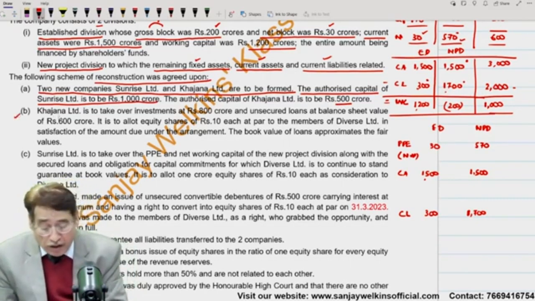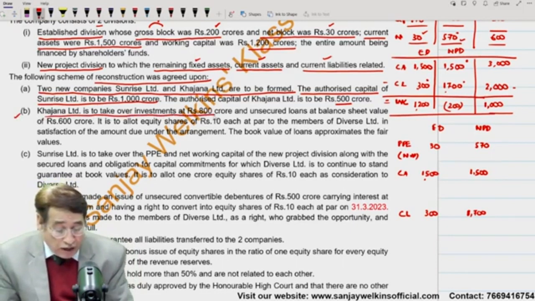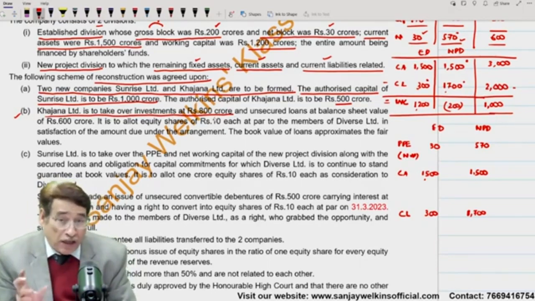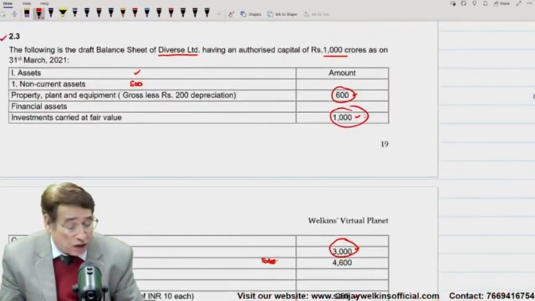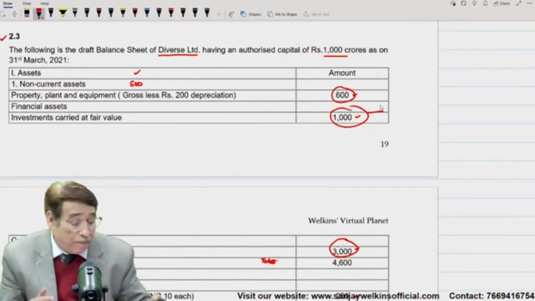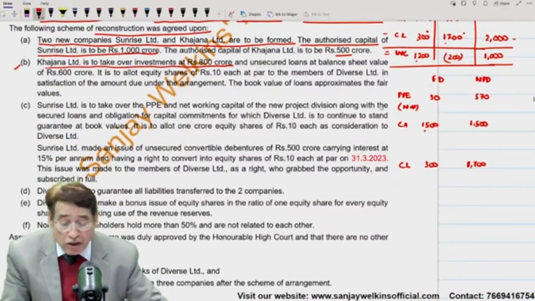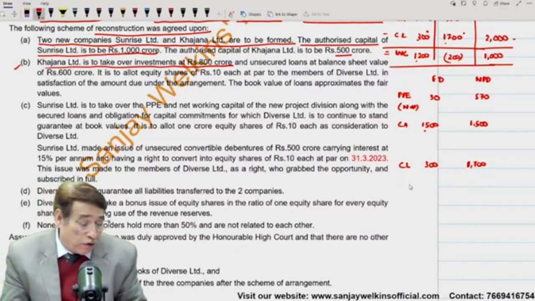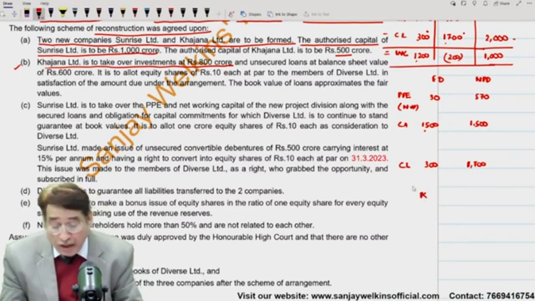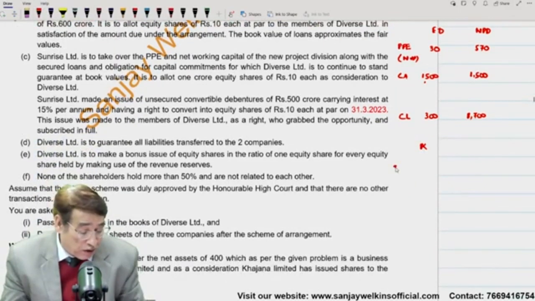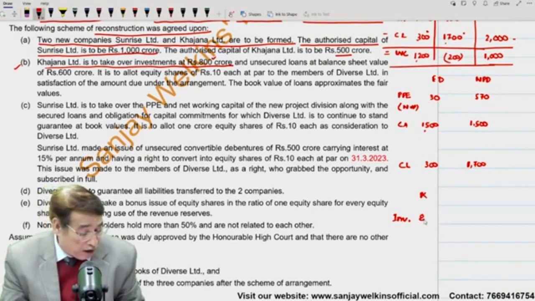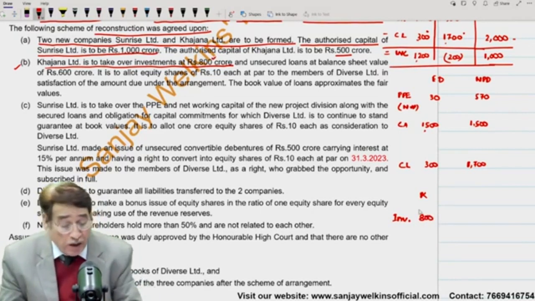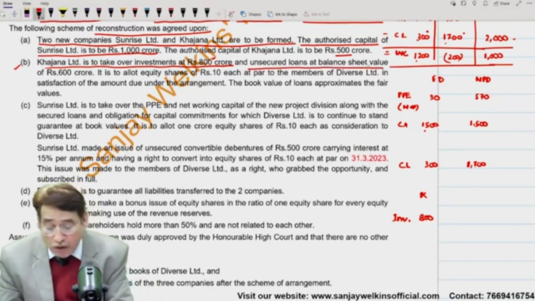Now, importantly, you are given that Khajana Limited is to take over investment at rupees 800 crores. So investment which is appearing in the balance sheet at 1,000. Remember one thing: regarding investment, no information was available in the question. Now it is being said that this investment was taken over by Khajana Limited at a valuation of 800. So two new companies have been formed, one is Khajana Limited, another one is Sunrise Limited. And now it is given that Khajana Limited is taking over the investments at rupees 800 crores. So I note it down carefully at what value it has been taken over, that is 800, correct?